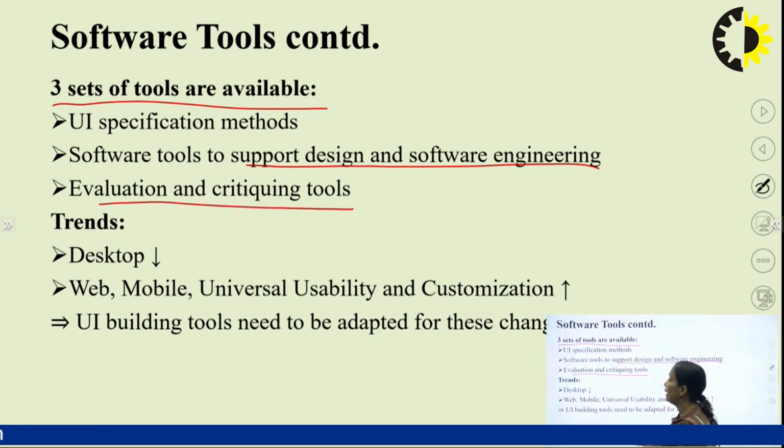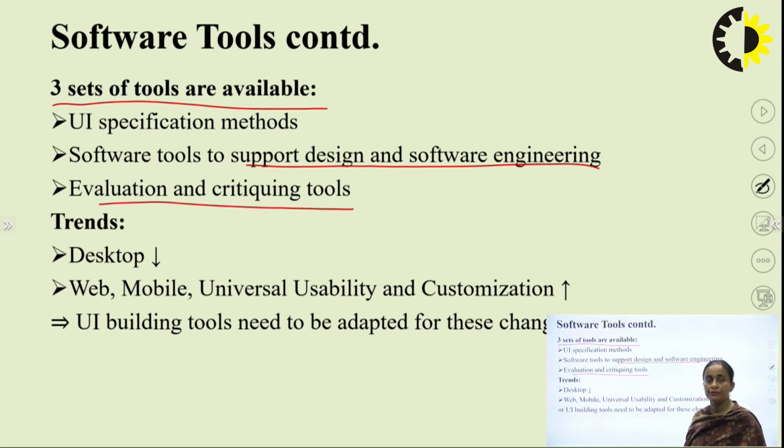First, we want to know the requirements. So, standard specification methods should be there. The first kind of tools are those. Second, it goes to design, and then the concept of software engineering, to test them. Then some tools should also be there to evaluate and to critique the tools.